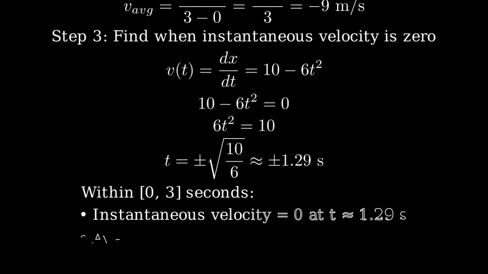Since we're only considering the time interval from 0 to 3 seconds, we only use the positive solution. This means the instantaneous velocity is 0 at approximately 1.29 seconds, which corresponds to this maximum point on our position graph. This makes sense because at the maximum point, the object momentarily stops moving upward before beginning to move downward, giving us an instantaneous velocity of 0 at that point.